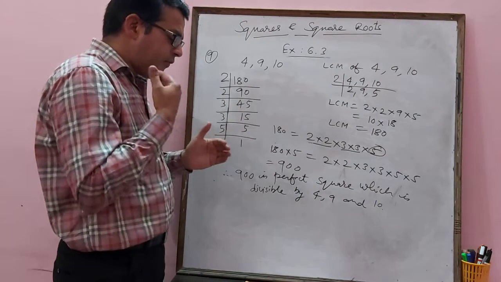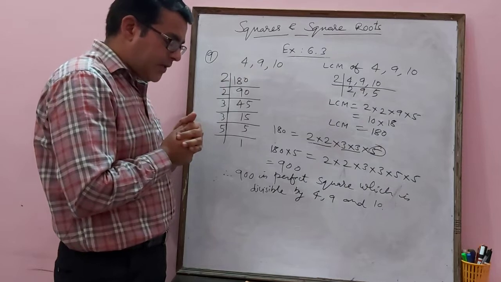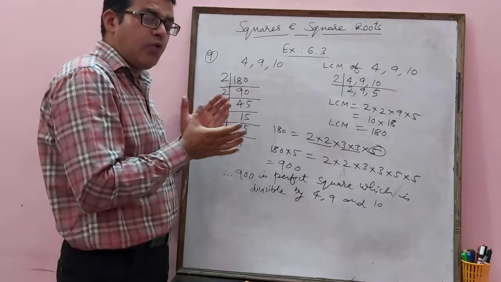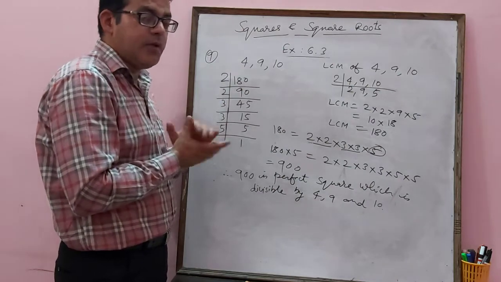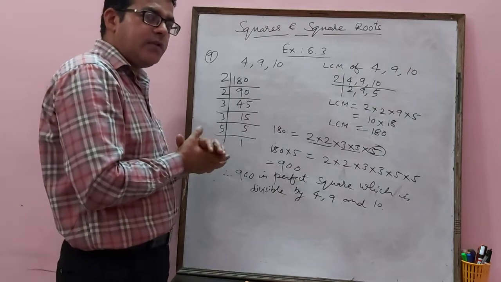So today exercise 6.3 has been finished. In the next chapter, next lesson, we will discuss the third method of how to find square root, that is the division method. Right? So that's all from today's class. Thank you very much.